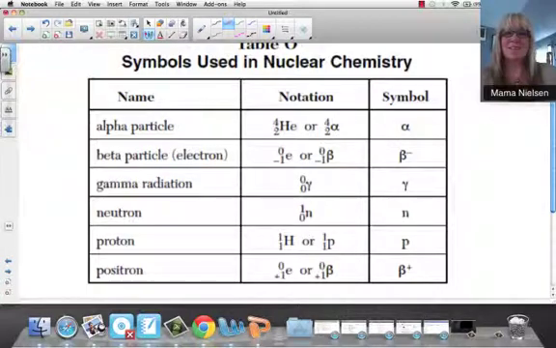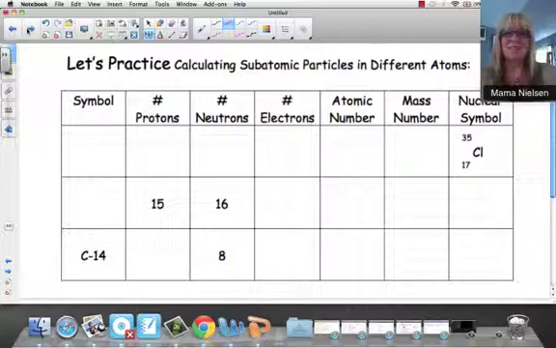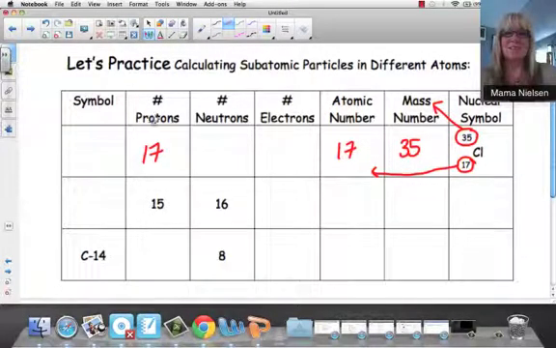Let's do some practice with figuring things out. So first of all, they're telling you that the nuclear symbol is chlorine. Remember that this 35 represents the mass number, and the bottom number is our atomic number. So this is 17. So how many protons? Well, atomic number tells us the number of protons. And if I know the number of protons, I then know the number of electrons.